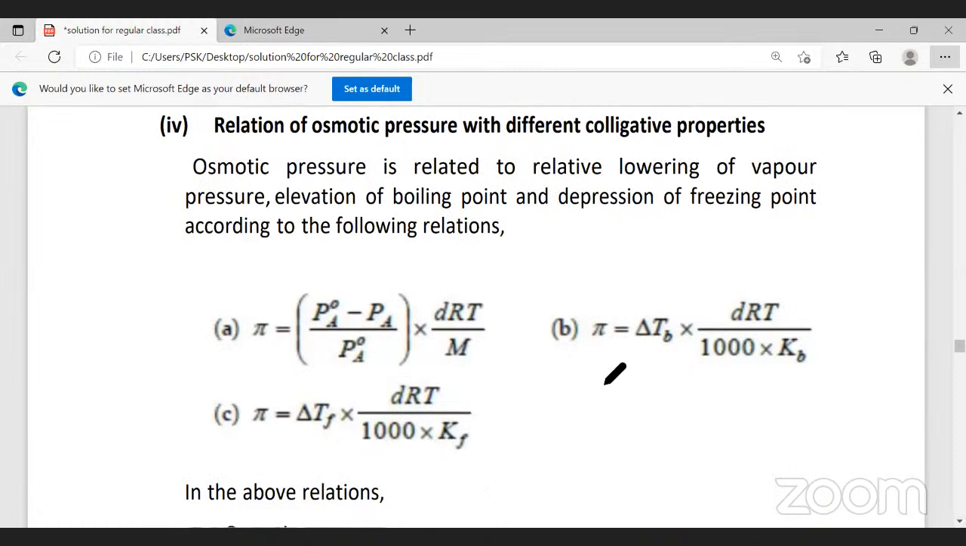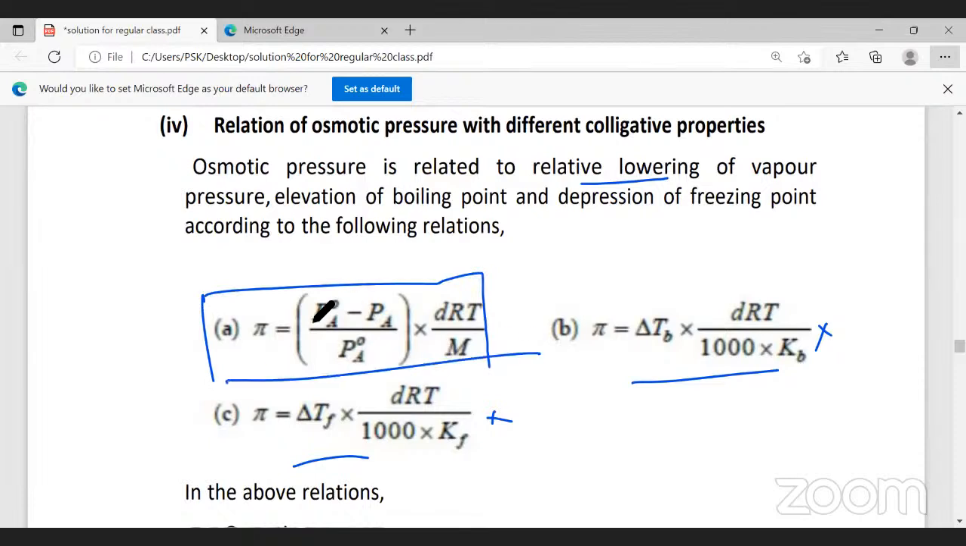These formulas you should remember. These two I will not talk about now because boiling point and freezing point, we have not spoken, but we have spoken relative lowering of vapor pressure. See, relation of osmotic pressure with different colligative properties. Osmotic pressure is related to relative lowering of vapor pressure, elevation of boiling point, depression of freezing point, according to the following relation. Remember this formula now. Relative lowering of vapor pressure is P naught minus P divided by P naught. We have worked problems in the previous class also, and we have derived this equation also. So, pi is equal to P naught minus P divided by P naught into d into RT by M.